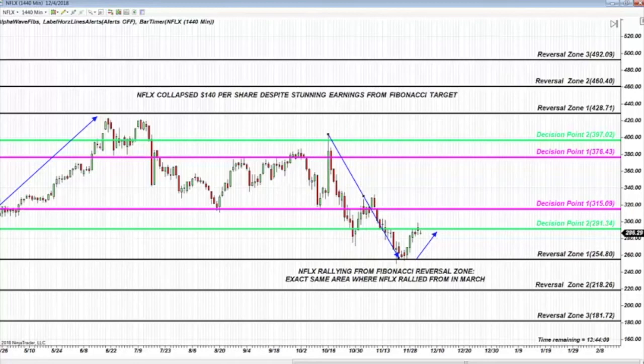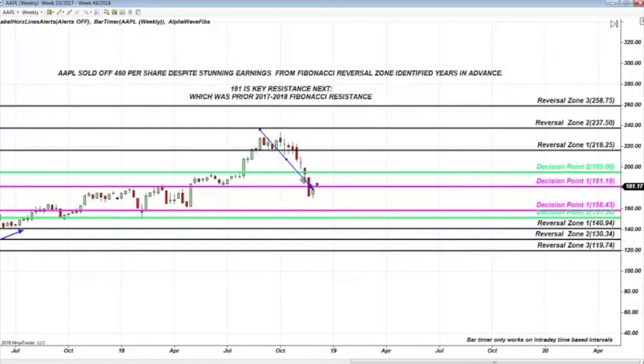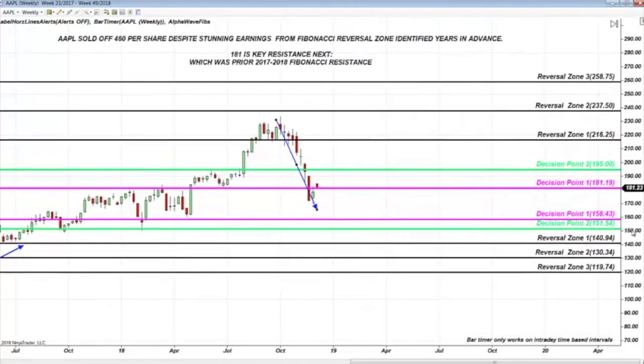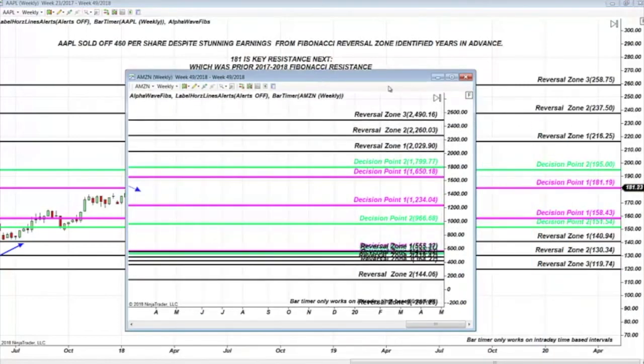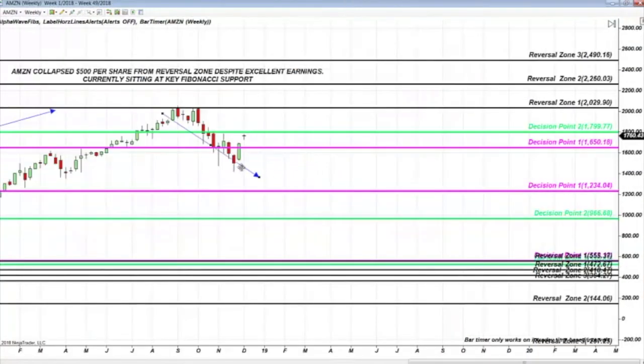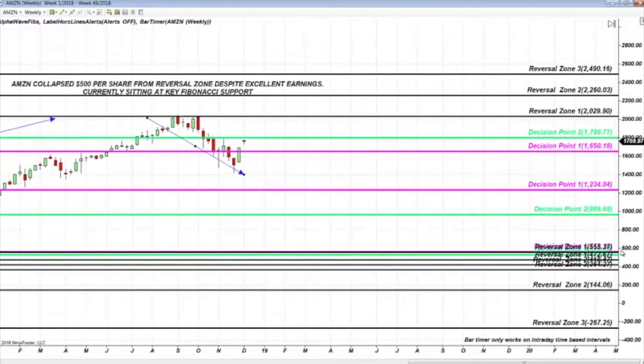On Netflix, on Apple, when Apple collapsed $46 per share, when Amazon collapsed $500 per share. My goodness. Do you want to trade on the news on earnings? Do you want to chase indicators? Or do you want to become master of the price? Choice is yours.